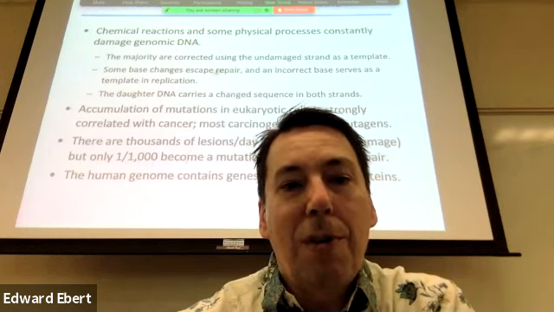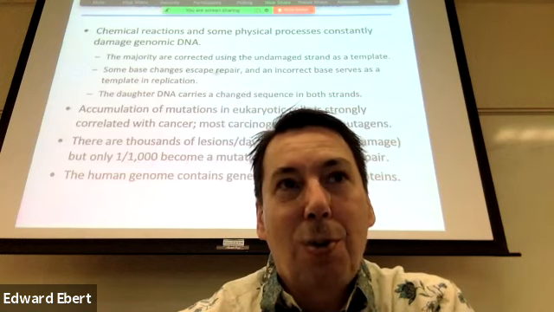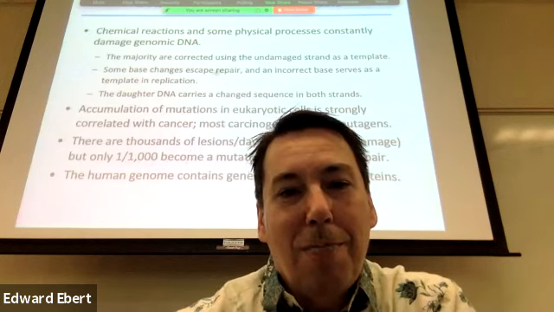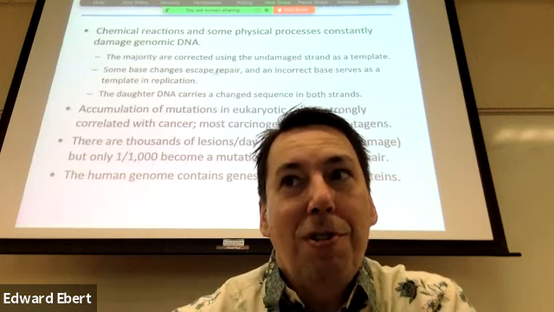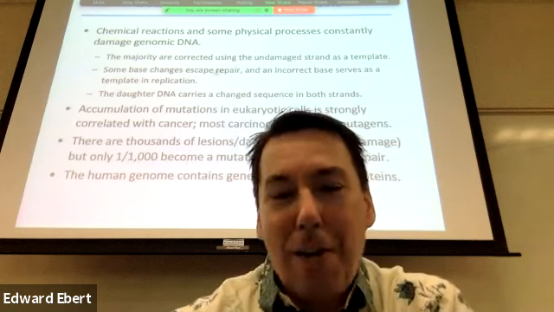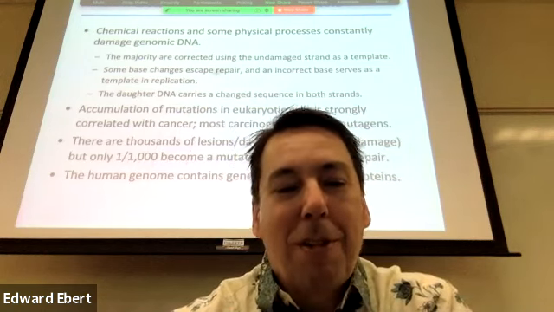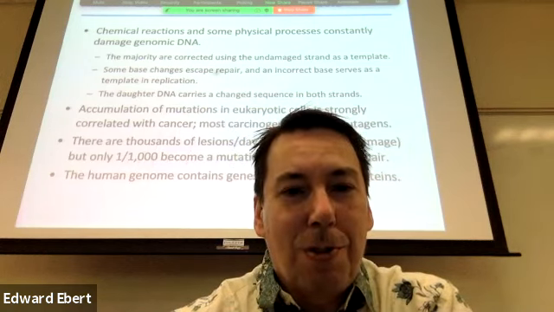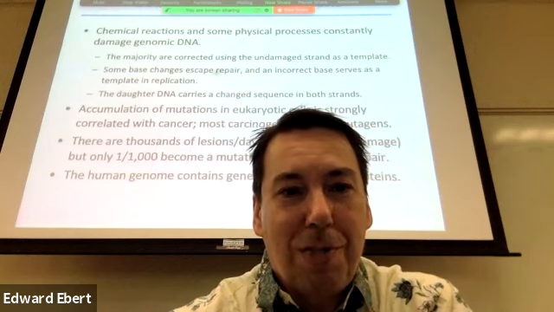So an accumulation of mutations in eukaryotic cells gets correlated with cancer. Most carcinogens are also mutagens. So if you read the warning labels on chemicals in lab, not that we're ever in lab, you can see that they'll list carcinogens, teratogens, mutagens, all that good stuff.